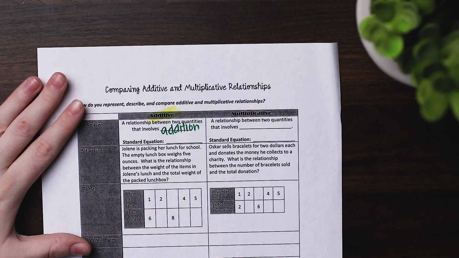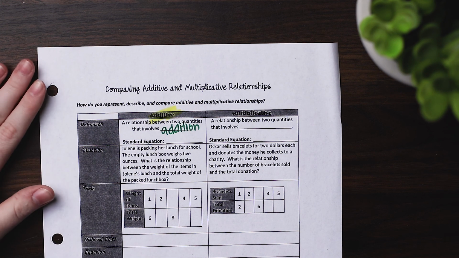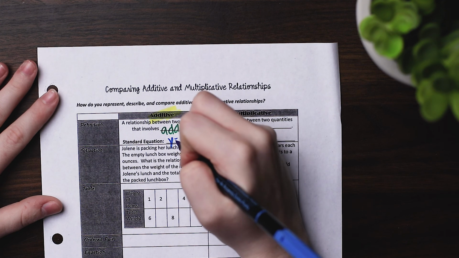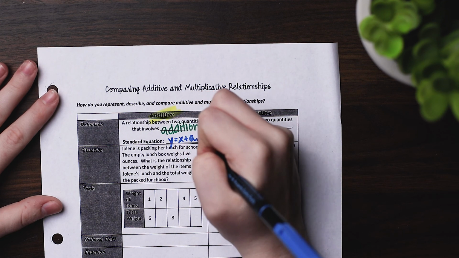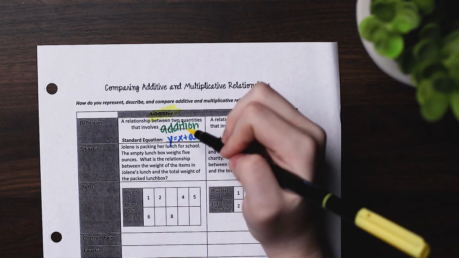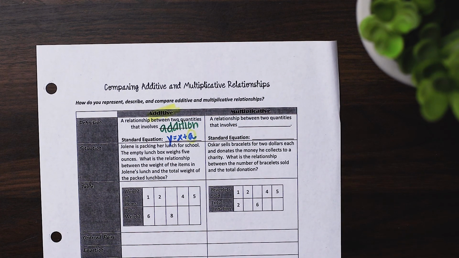Now, we have a standard equation for both additive and multiplicative, and I'm going to write those down because they're very important. So my standard equation is y equals x plus a. My y and my x are always going to stay y and x, but my a is going to fluctuate depending on what the problem is. If it's a problem about the number 2, then a is going to be 2. It's going to be y equals x plus 2. If it's about negative 37, then I'm going to say y equals x plus negative 37.